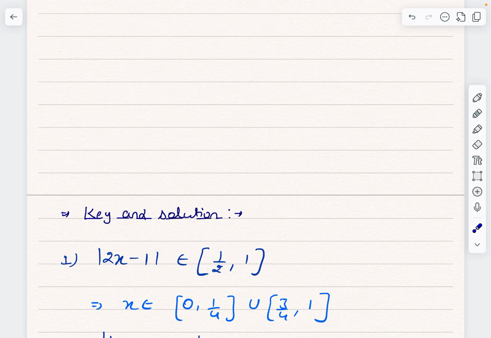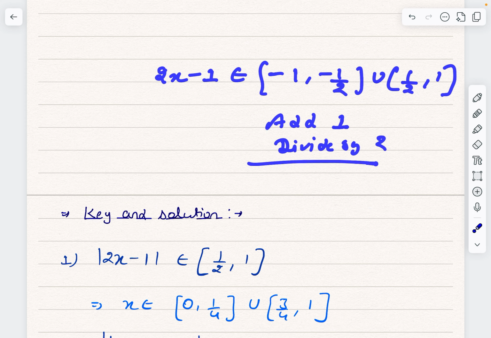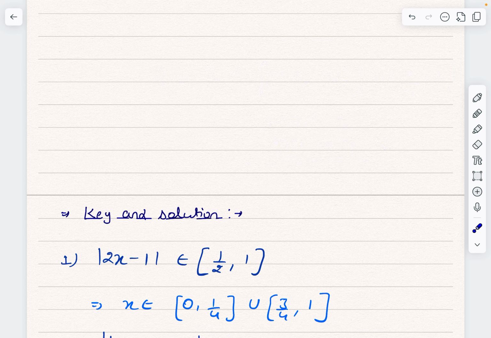So it's |2x minus 1| belongs to closed 1 to closed 1. You can say using the fourth property that 2x minus 1 will belong to minus 1 to minus half union half to 1. Then you add 1 to each term, then you divide by 2. Finally, you end up with closed 0 to closed 1 by 4 union 3 by 4 to 1. Everything closed. Next problem.